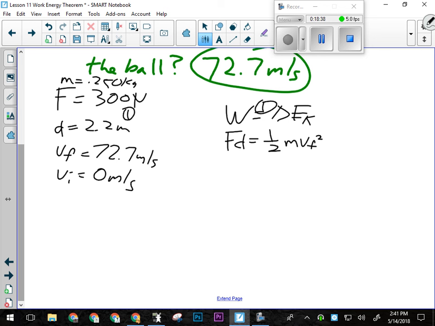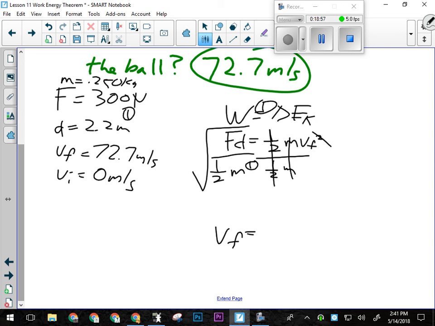We're looking for the final speed of the ball, so we would divide both sides by 1/2 of m to get vf by itself. But that's vf squared, and I want vf. So what do I have to do? Square root. Okay. So you'd probably get a mark for that step, and then you get a mark for plugging in your numbers.